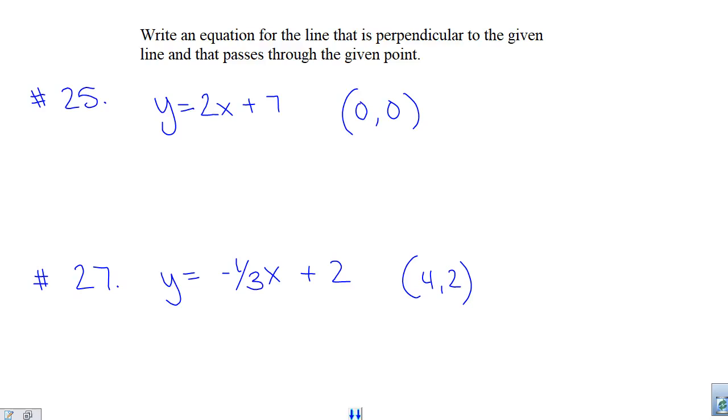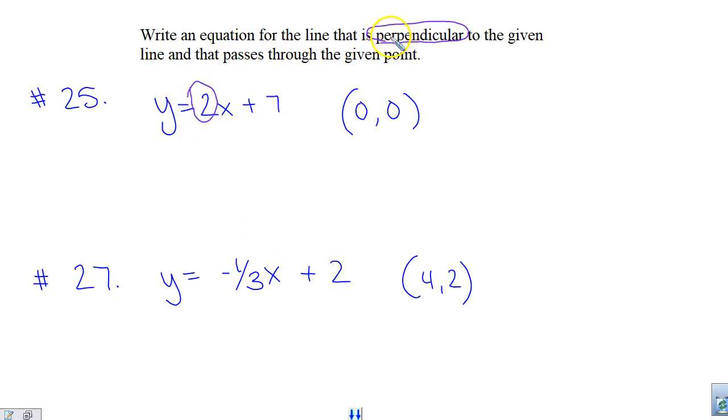Now, on 25 and 27 here, we have to write an equation for a line that is perpendicular. So again, either circle or underline perpendicular to the given line and that passes through the given point. So this time, not only do we have to find the slope, but we also have to use the point to write a new equation. So for number 25, I want you to go ahead right now and circle the current slope. What is the slope in y equals 2x plus 7? And I hope you circled the 2. The current slope is 2.